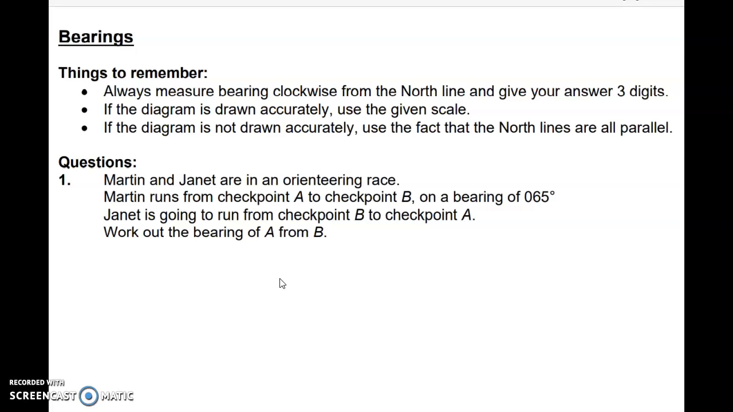The thing you need to remember about bearings is they're always taken from north. So you draw a north line, or they're given a north line. They're given as three figures. So if it's 90 degrees, you're not going to write 90, you're going to write 090. If the diagram is drawn accurately, you can use the scale they're given, but they'll tell you that. If it's not drawn accurately, you can use your parallel line co-interior rule, and I'll show you what I mean.